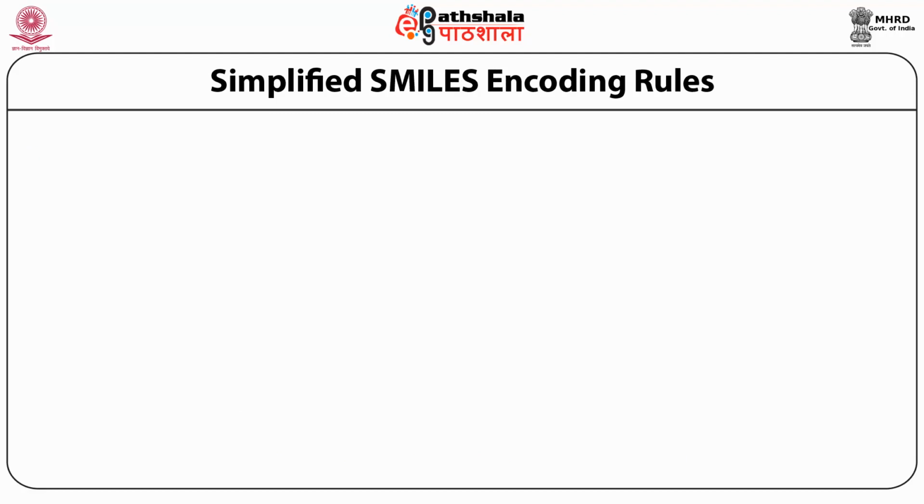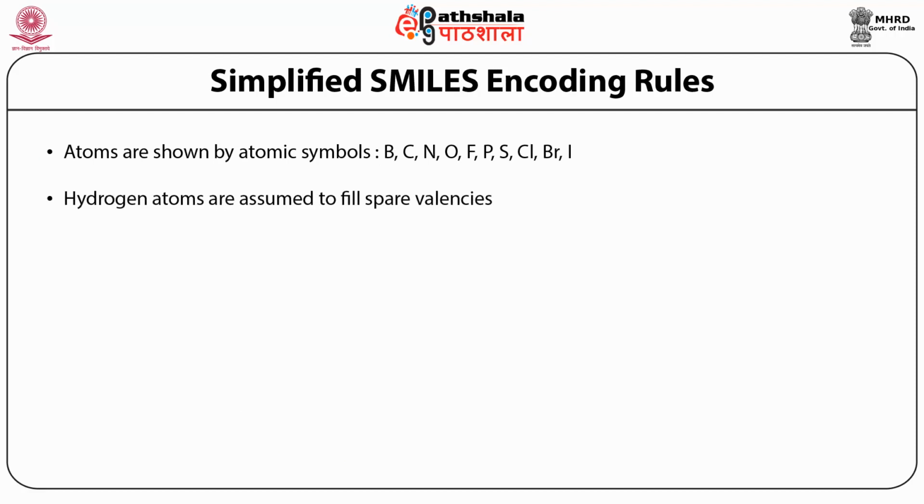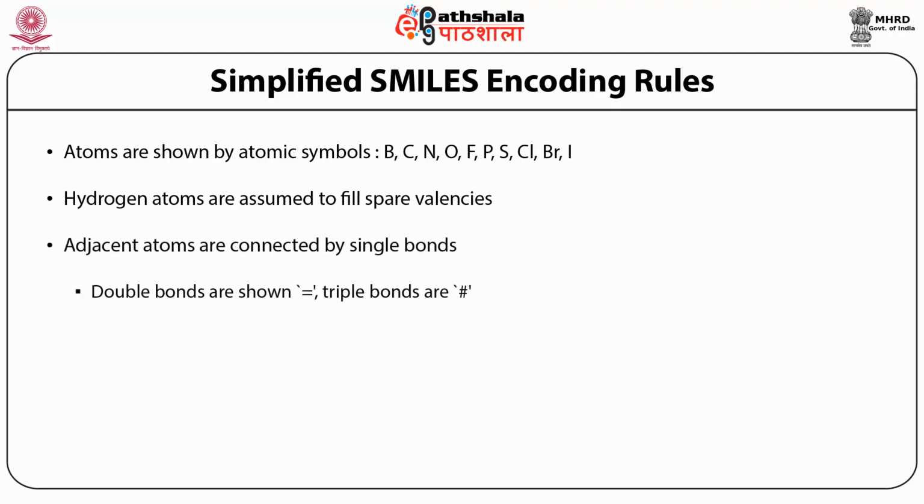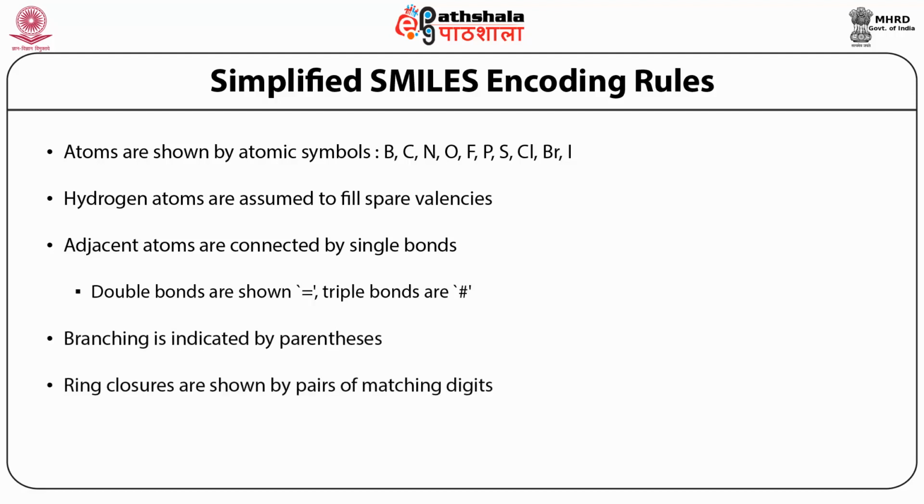How do you do the encoding? Atoms are shown just like chemical symbols, so you don't have to remember anything. Hydrogens are not explicitly shown because the spare valencies are filled by them. Double bonds and single bonds are shown by keyboard characters like hyphen, equals, and hash. Branching is indicated by parentheses. Ring closures are shown by matching pairs of digits. Hence, this is very simple for users to remember and makes chemical sense. You can read the full rules as shown at the bottom.